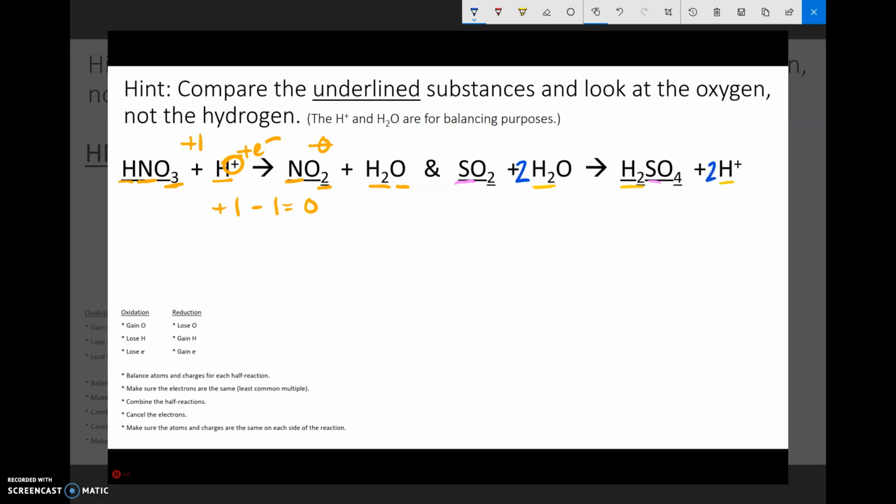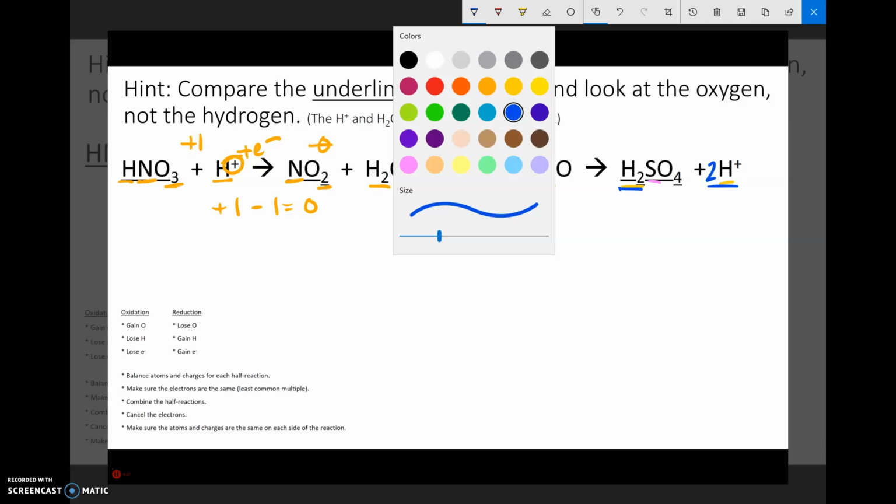Let's go ahead and add a 2 here, because if we add it to the sulfuric acid, it's going to change the other substances. So we're just going to add that. So now we have 2 times 2 is 4 hydrogen, 2 plus 2 is 4 hydrogen. Okay, and now hopefully the oxygen will work.